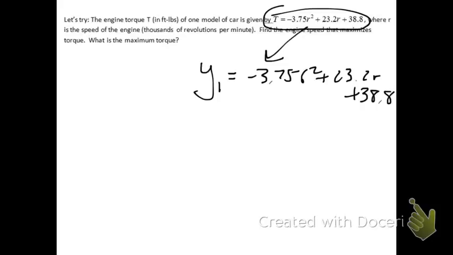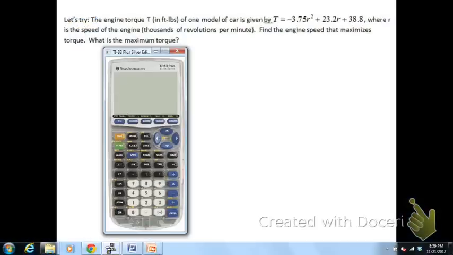So let's go ahead and do that in our calculator. For y equals, it's going to be negative 3.75 x squared plus 23.2 x plus 38.8. And let's see what happens if we graph it in the standard window. Let's go to zoom 6, and I don't get the vertex here. So I can see that since this opens down, the vertex is somewhere up high. Let's see if I can adjust the window manually.